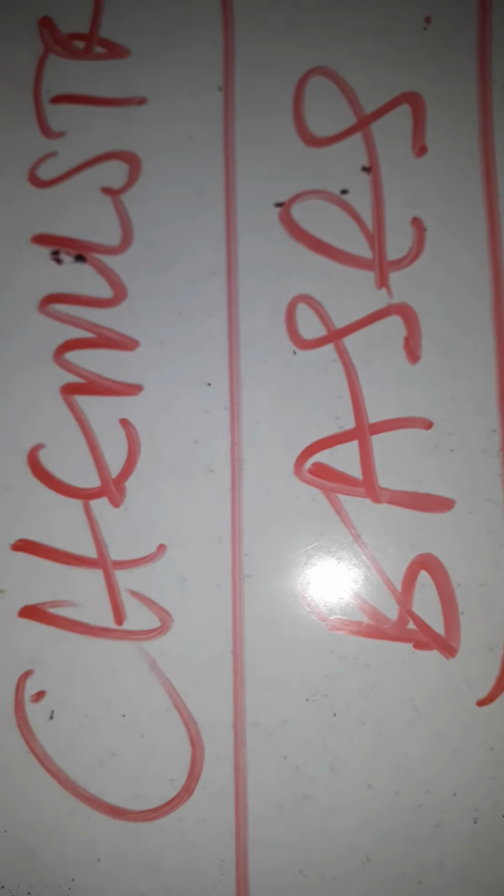All alkalis are bases, but not all bases are alkalis because there is a category of base called alkalis, but not all bases are soluble in water. Those that are soluble in water are called alkalis.